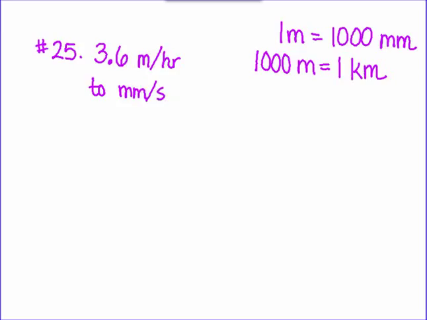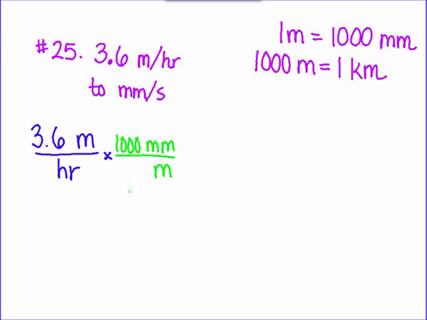So how am I going to start? I'm going to start with 3.6 meters on the top, hours on the bottom. I need to convert meters to what? Millimeters. So I'm going to put the meters on the bottom and the millimeters on top. The conversion is that 1,000 millimeters is equivalent to 1 meter. Your meters cancel. So what's my label right now? Millimeters per hour.